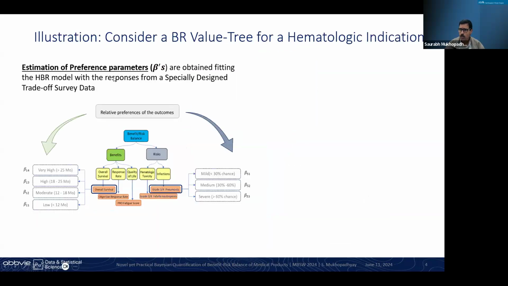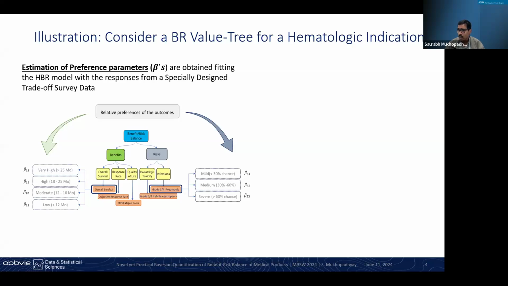So let us talk about a quick illustration, where we consider a benefit risk value tree for a hematologic indication. Here we want to estimate the preference parameters, which we are calling betas. The benefit risk value tree consists of two components: benefit attributes and risk attributes. For benefits for this indication, we identified three key attributes: overall survival, response rates, and quality of life.